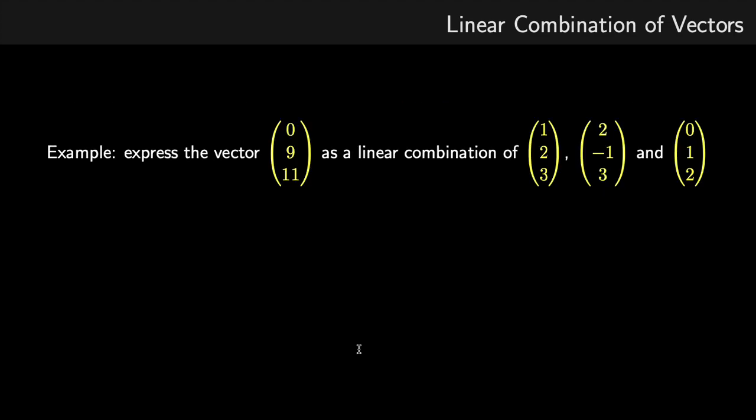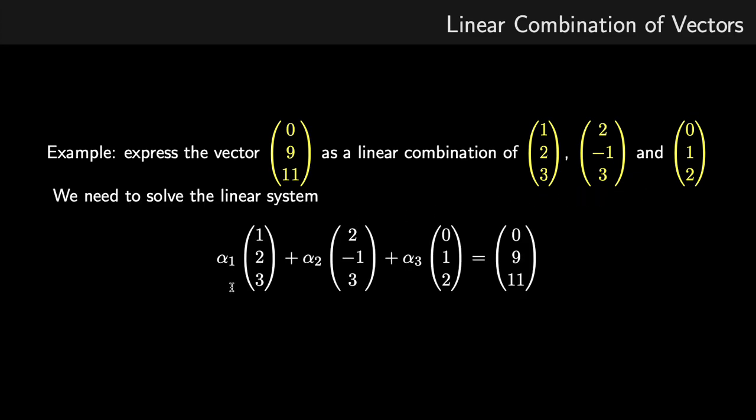So we can say that this vector 2, 0, 7 is a linear combination of these two vectors. So let's have a look at an example. Here we have the vector 0, 9 and 11, and we're going to represent it as a linear combination of these three vectors here. So what we have is this linear system. We have some number alpha 1 times our first vector plus some number alpha 2 times our second vector, and another number alpha 3 times the third vector, and we want to make this equal to our vector 0, 9 and 11. So alpha 1, alpha 2 and alpha 3 are unknown, and we have a linear system. So we need to solve this linear system for those unknowns.